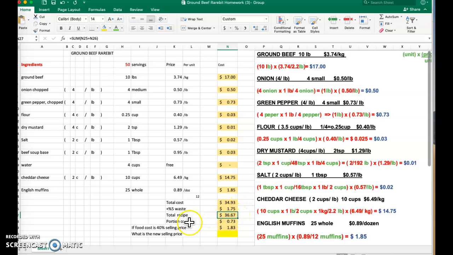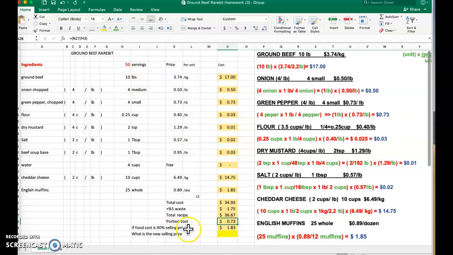For the portion cost, we calculate the total recipe divided by, the recipe calls for 50 servings. So we do 36.67 divided by 50, which is H3.